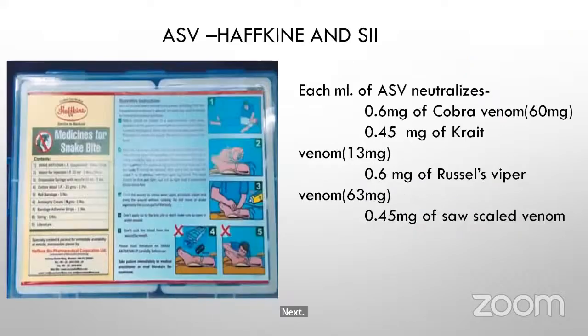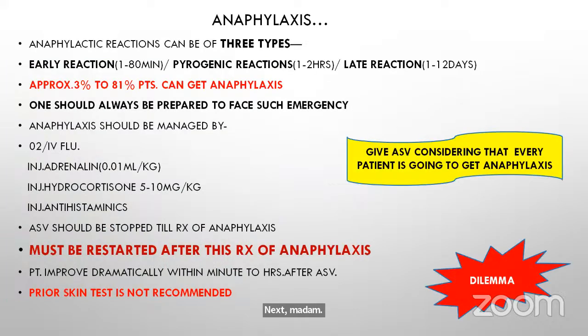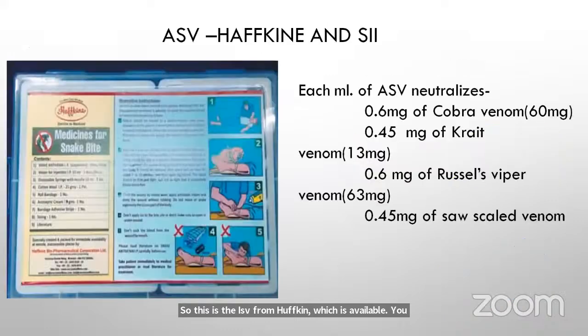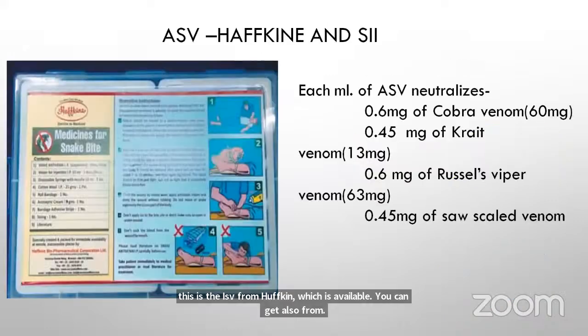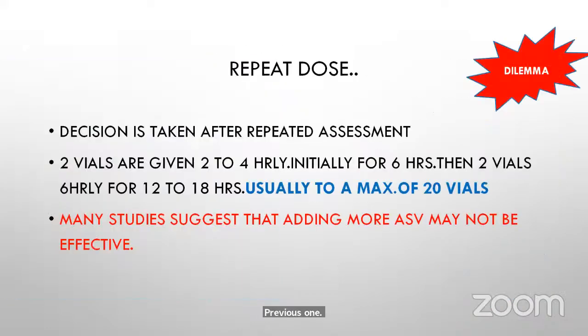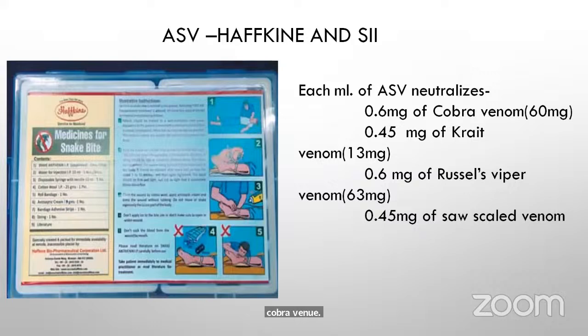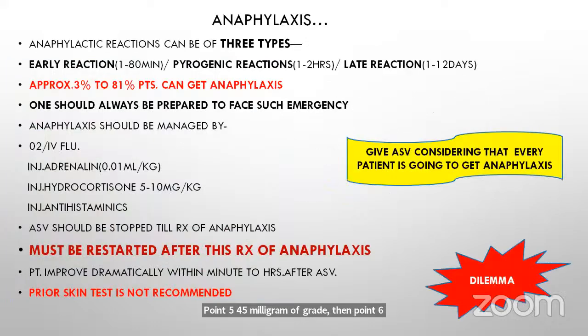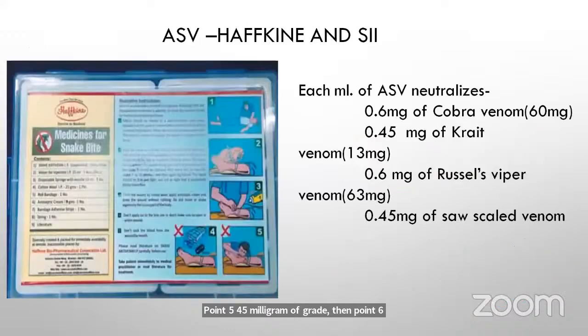So this is the ASV from Haffkine, which is available. You can also get it from Serum Institute of India. Each ml of ASV neutralizes 0.6 milligram of cobra venom, 0.45 milligram of krait, 0.6 milligram of Russell's viper, and 0.45 milligram of saw-scaled viper.